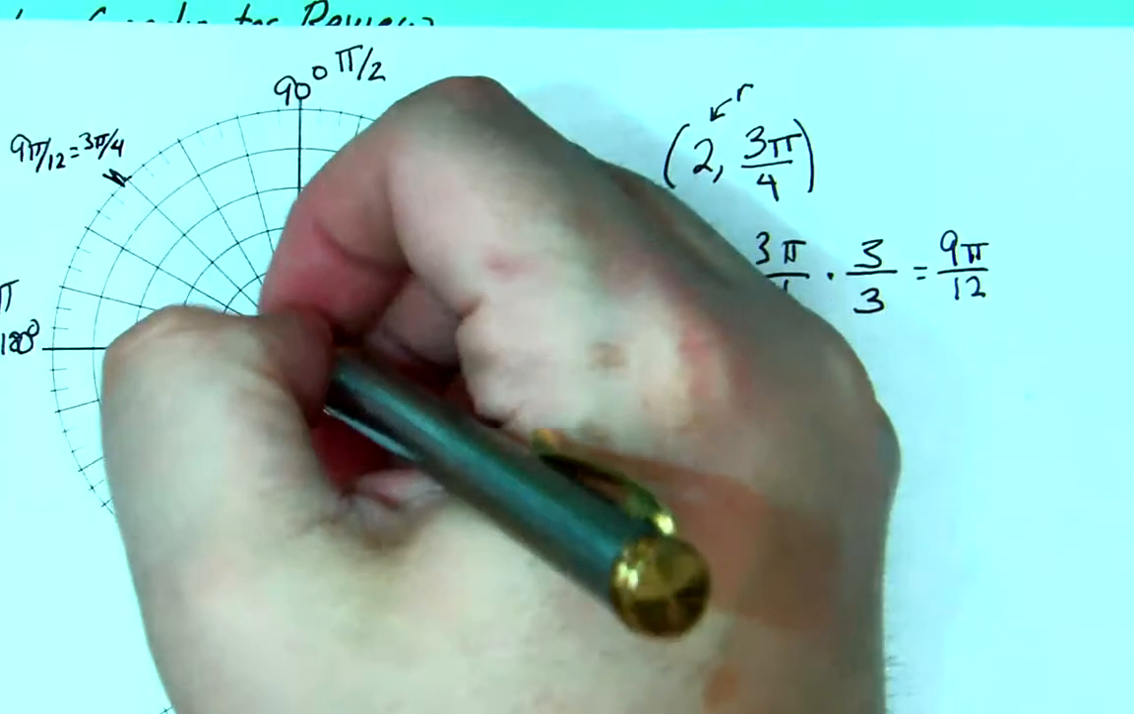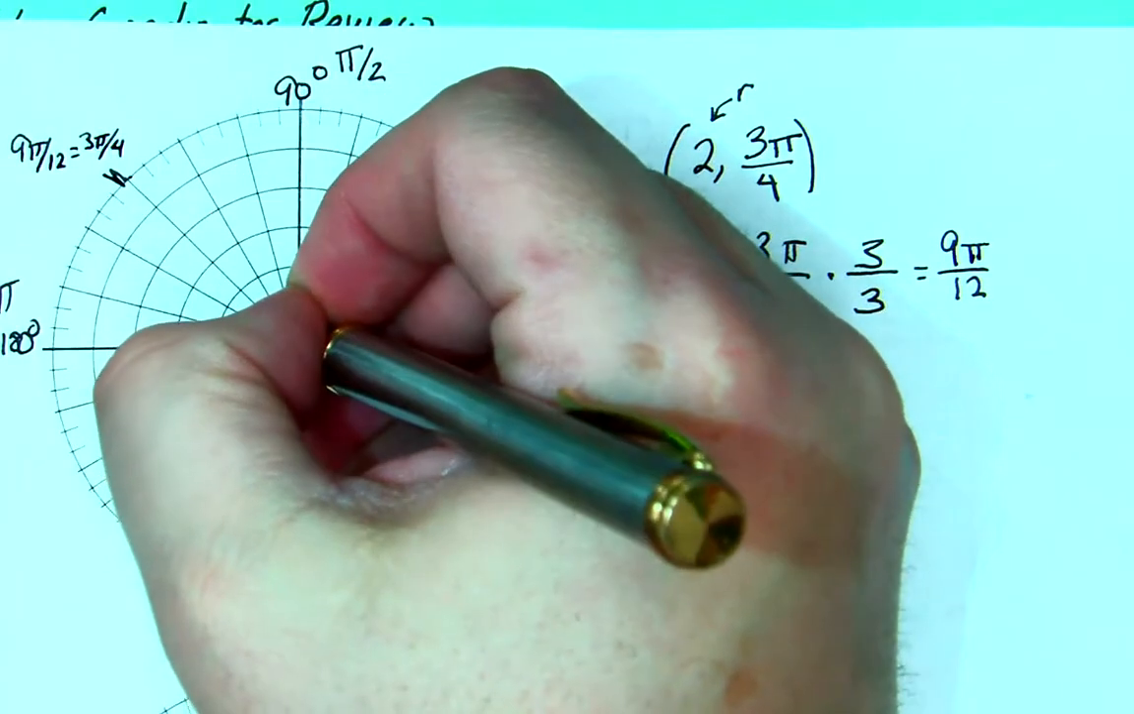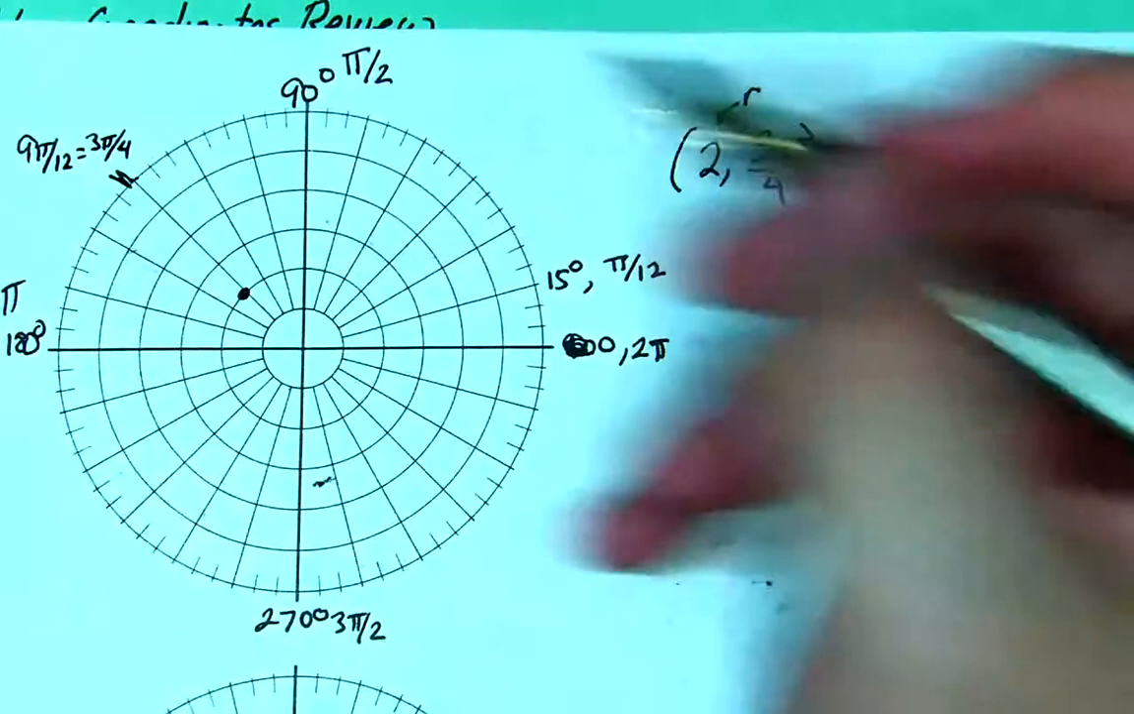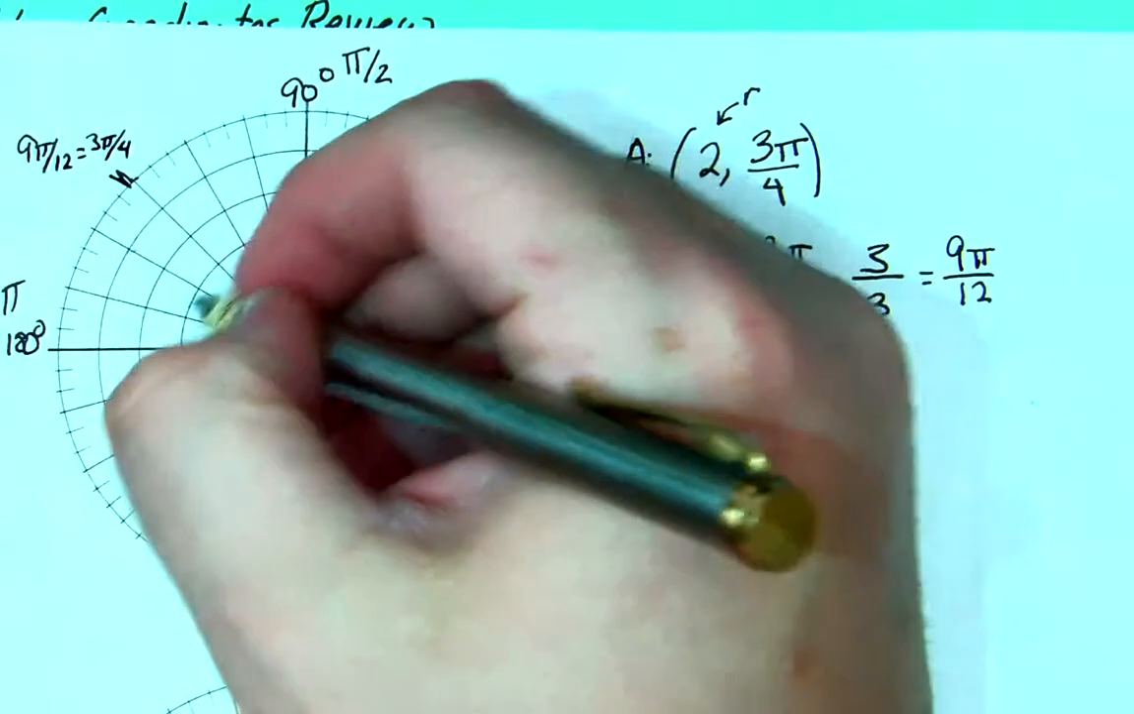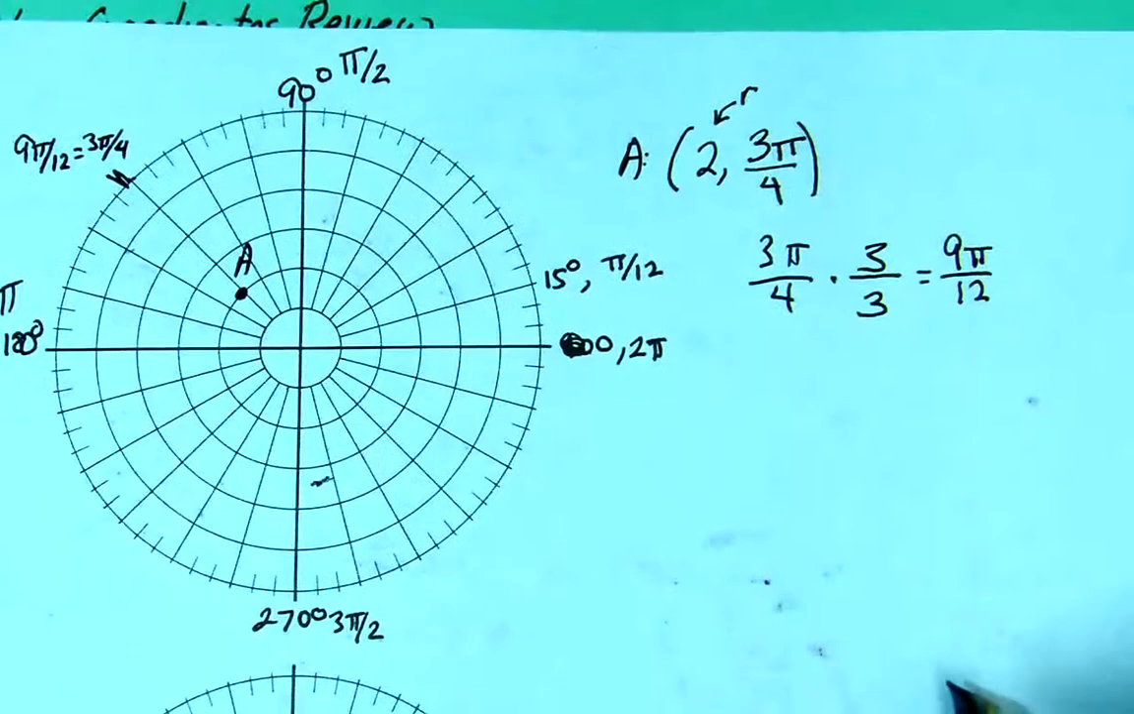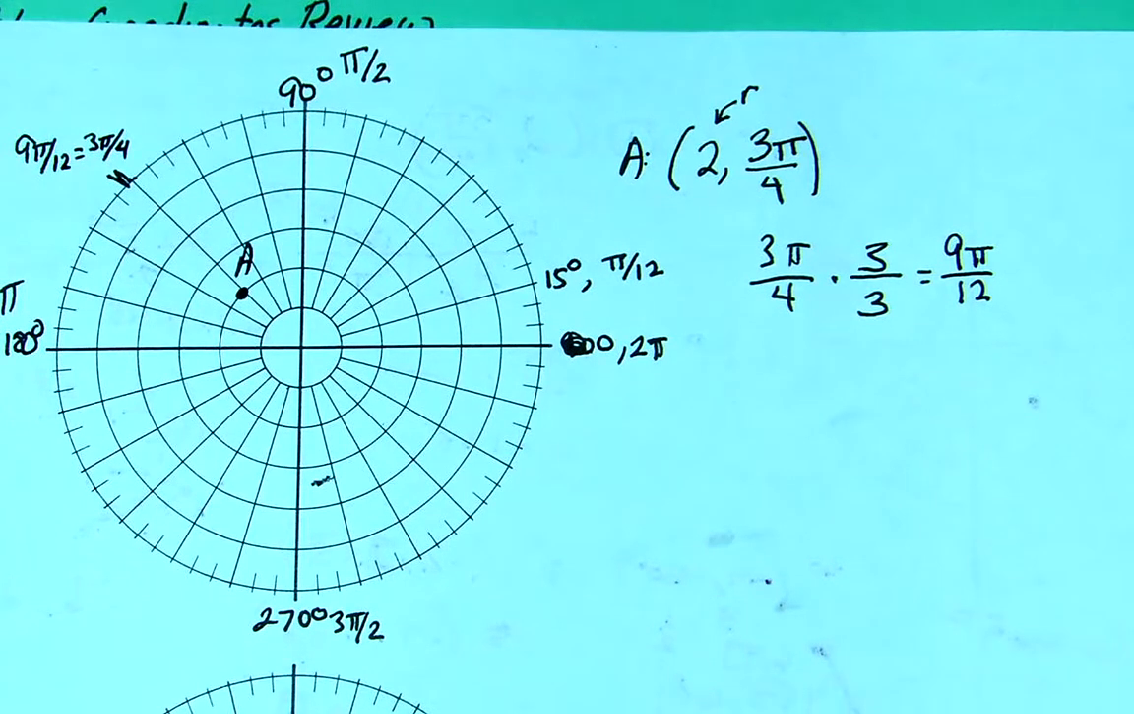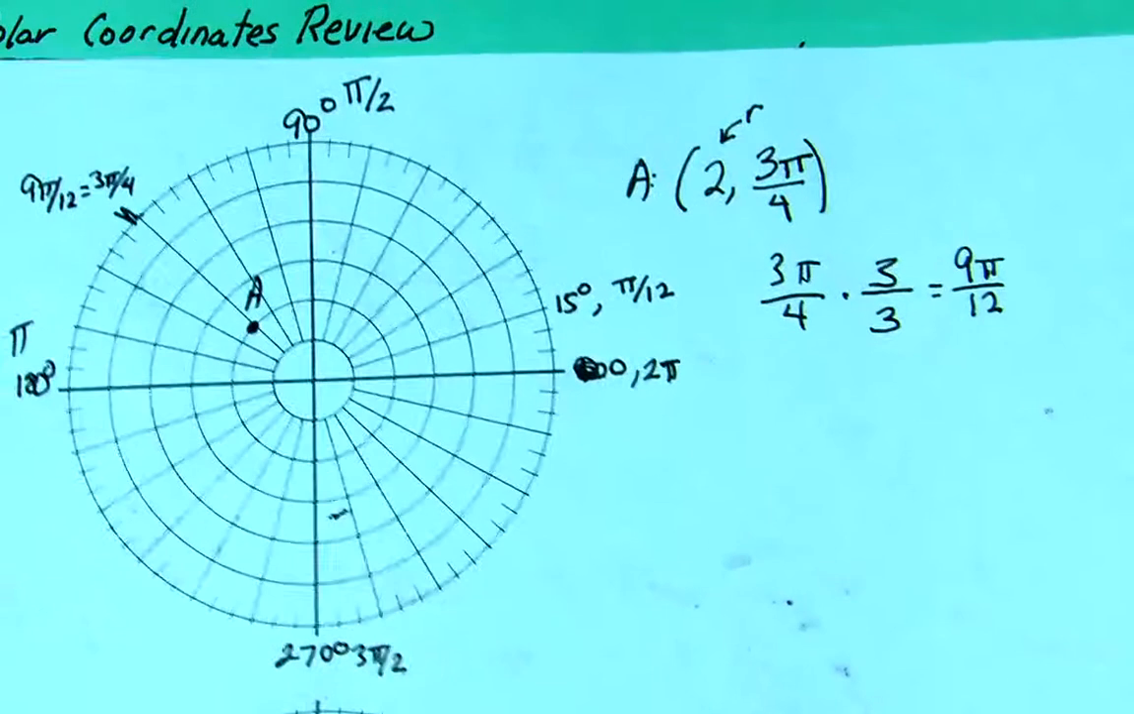And I know I'm at 2, so I'm on this line. There's 1, there's 2. There's the point. And if that's point A, put point A right there. So that's a nice, easy way to go about doing that. We've been doing a lot of those, and like I said, you'll get A, B, C, and D.